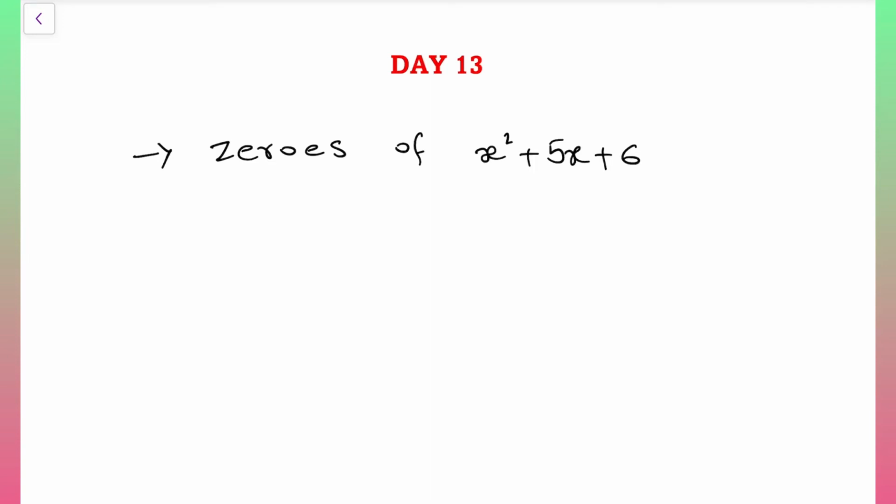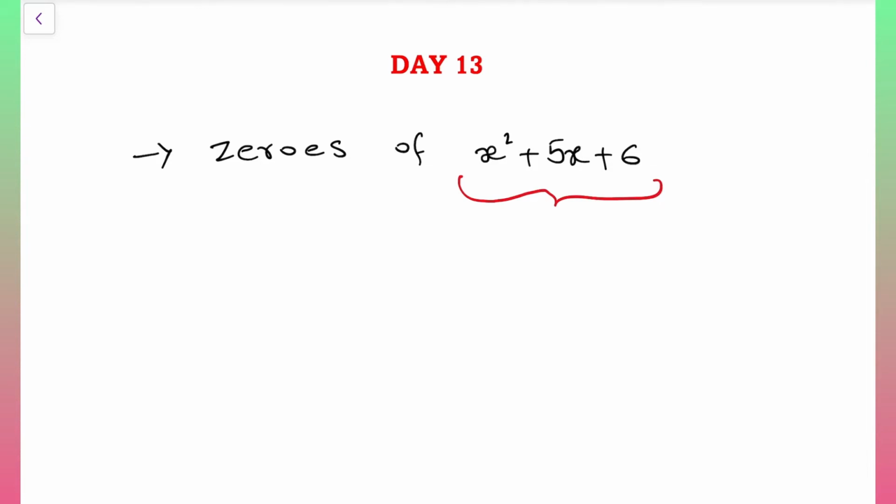Find zeros of the given quadratic polynomial x square plus 5x plus 6. In this type of quadratic polynomials, different types will be there just by changing the symbols. So let us observe one by one type of the questions. First, the given quadratic polynomial is having all the terms positive symbols only. So how to solve this one?